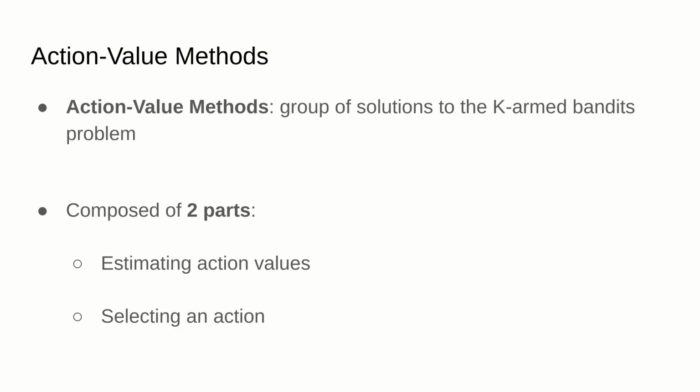So our first solutions to the multi-armed bandits problem are called action value methods. Action value methods are just a group of solutions that focus on getting accurate estimations of the value of each action and using these estimations to make decisions about which action to choose. So they're composed of two parts. Firstly is estimating the values of a given action. Secondly, selecting which action to take based on the estimated values of all the actions.